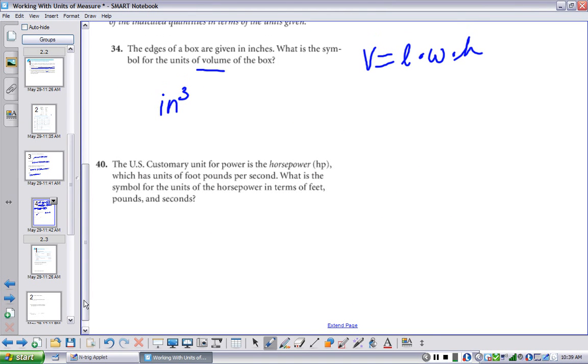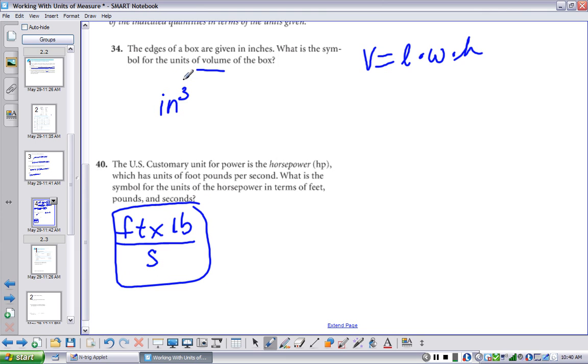And this next one, the U.S. customary unit for power is the horsepower, abbreviated HP, which has units of foot pounds per second. Foot times pounds per, which means division, second. What is the symbol for units of the horsepower in terms of feet? So it's feet times pounds divided by seconds. Okay, this was a very brief overview of the metric system.